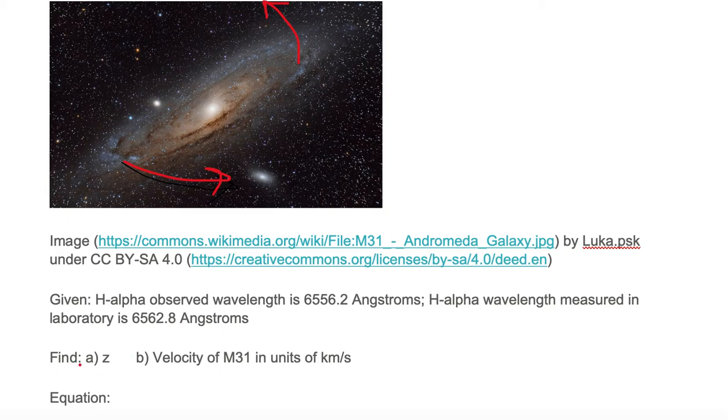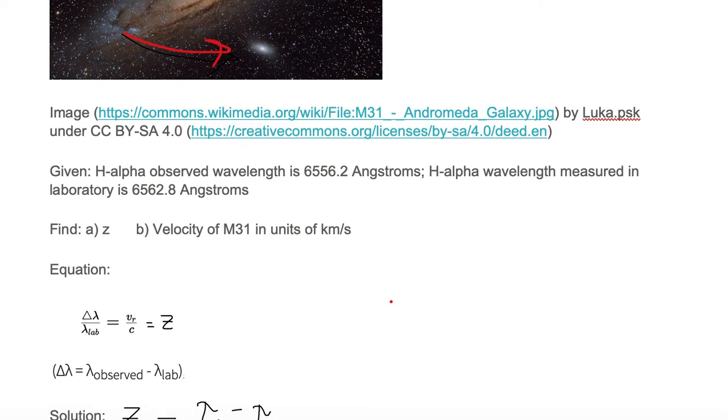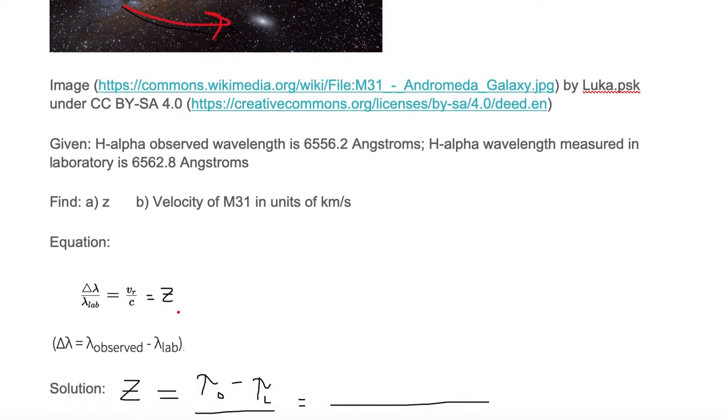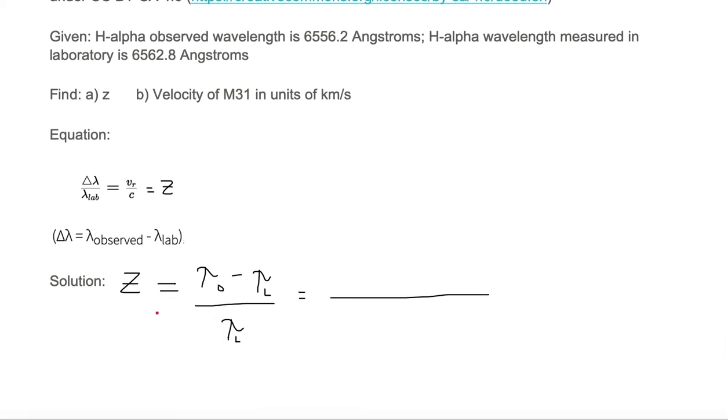We want to find the Z value for Andromeda, which is called the redshift value, and then we want to find the velocity of M31 in units of kilometers per second. So let's go take a look at our equations. Our redshift value is equal to delta lambda over lambda, which is equal to the radial velocity divided by the speed of light. In this case, delta lambda over lambda is equal to the observed wavelength minus the wavelength measured in the laboratory. So let's go take a look at what we need to solve.